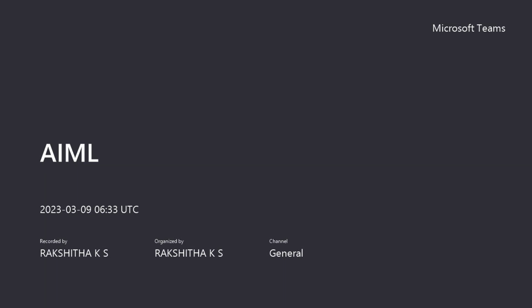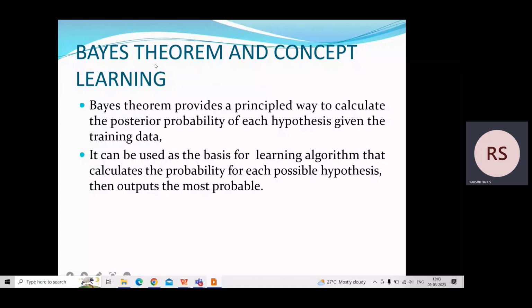Formulas of the probability, so we have known that. Next, what is the concept of the Bayes theorem? Bayes theorem provides a way to calculate the posterior probability of each hypothesis given the training data set. And it can be used as the basis for a learning algorithm that is going to calculate the probability of each possible hypothesis and find the most probable one.